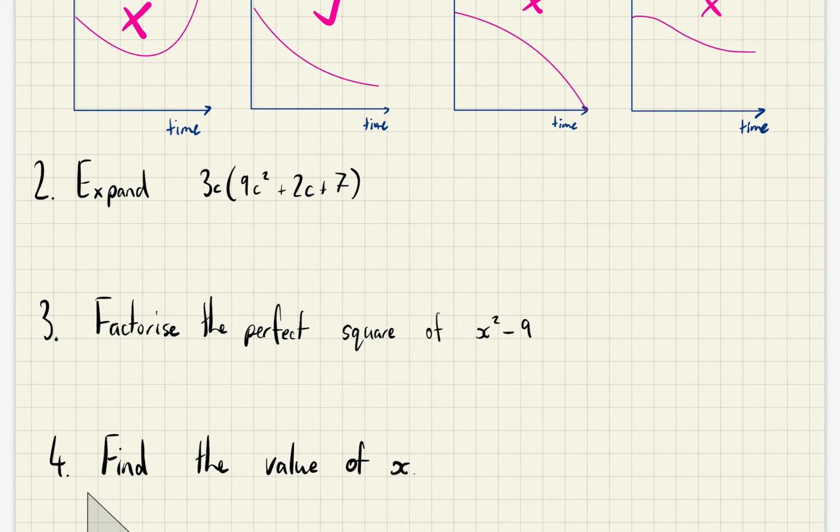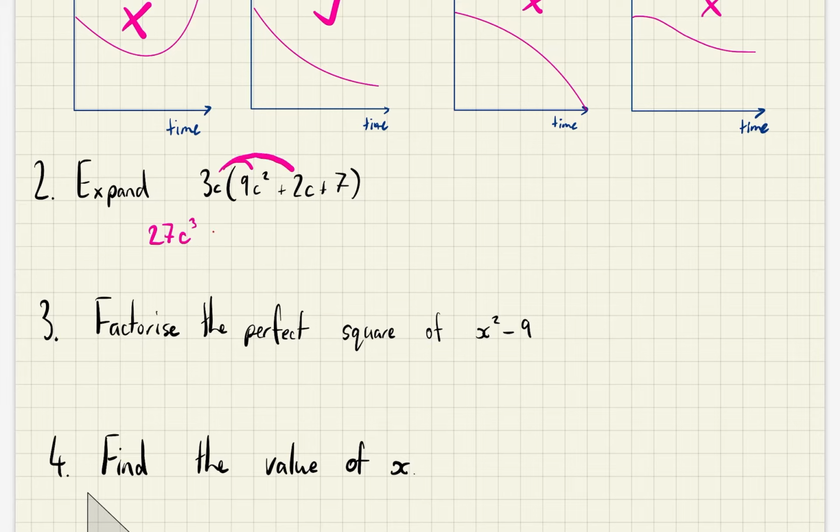Now, question 2. We need to expand 3c multiplied by 9c squared plus 2c plus 7. So we're going to use the rainbows for this. The first thing I'm going to multiply, I'm going to do 3 times 9, which is 27. And then c squared times c is c cubed.